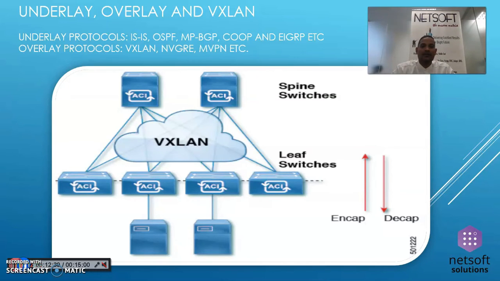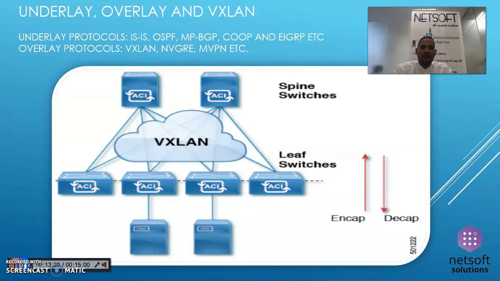Underlay is something where your physical connectivity matters, your L1 and L2 level of connectivity: how your leaf switches are communicating with your spine switches, the connectivity between your spine and leaf, which cables they are using, and which underlay protocol, such as your unicast protocols of OSPF, MP-BGP, COOP, EIGRP, etc. These protocols are used to establish the connection between your spine and your leaf, so that they will be able to establish communication and reachability among your leaf and spine switches. So this is how we make an underlay network.